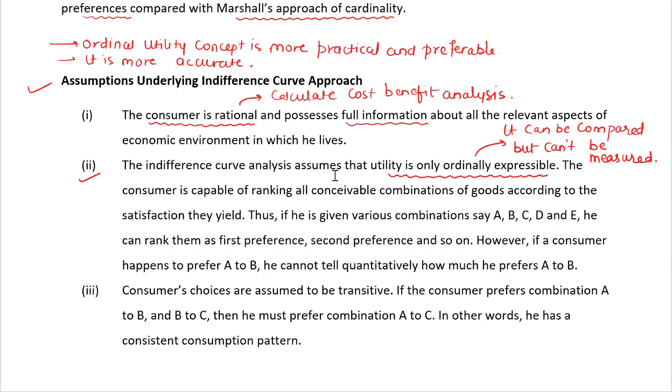The consumer is capable of ranking all conceivable combinations of goods according to the satisfaction they fetch, that is yield. Thus, if he is given various combinations of products A, B, C, D, E, he can rank them as first preference, second preference, and so on. However, if a consumer happens to prefer A to B, this means that he cannot tell quantitatively how much he prefers A to B. He can compare, but quantity wise, he can't say.